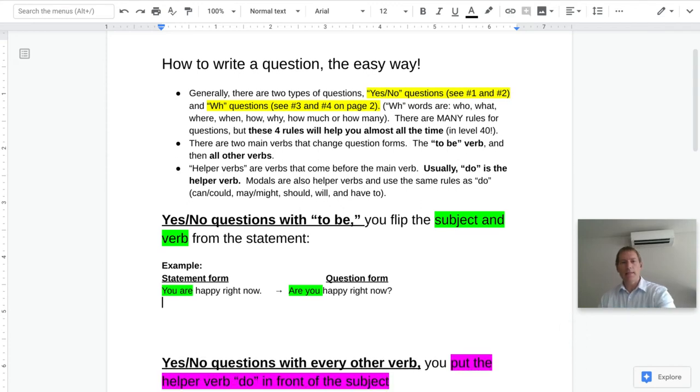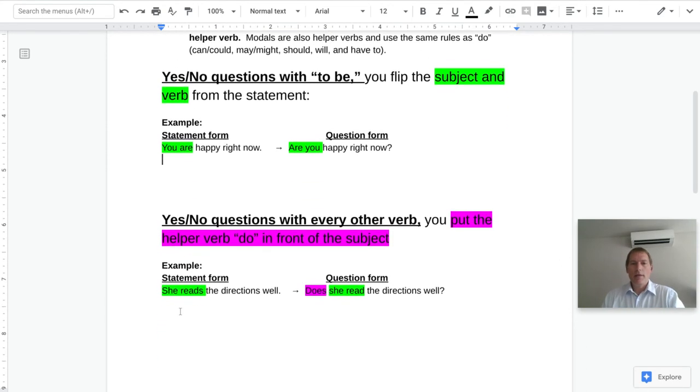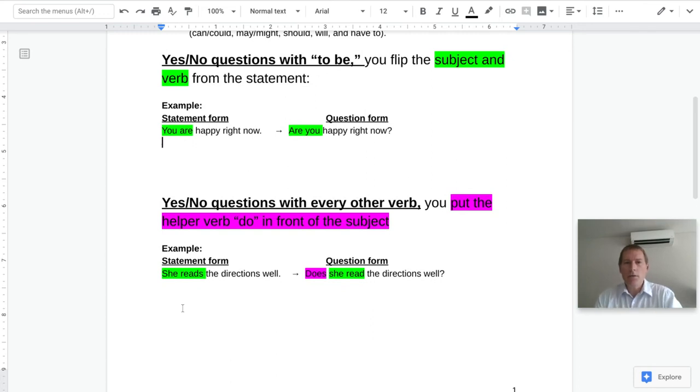Okay, let's delete that. Now the other kind is yes/no questions with every other verb. You put the helper verb do in front of the subject. You don't flip your subject and verb. So she reads the directions well becomes does she read the directions well? Do you see? This is the same as this.